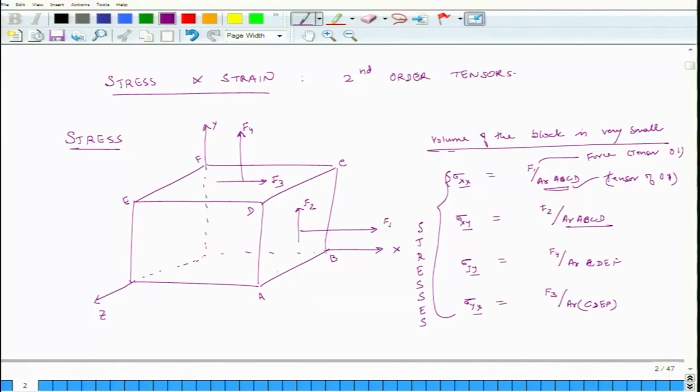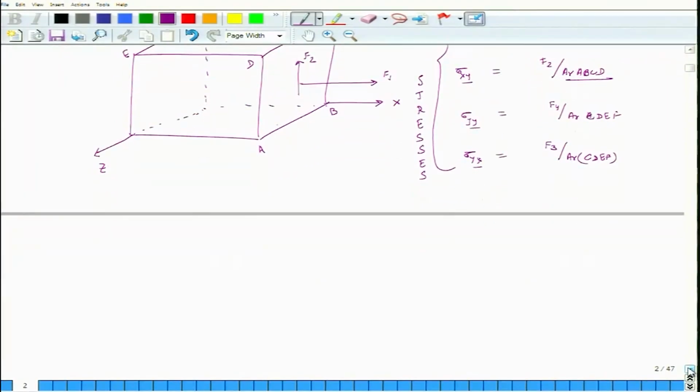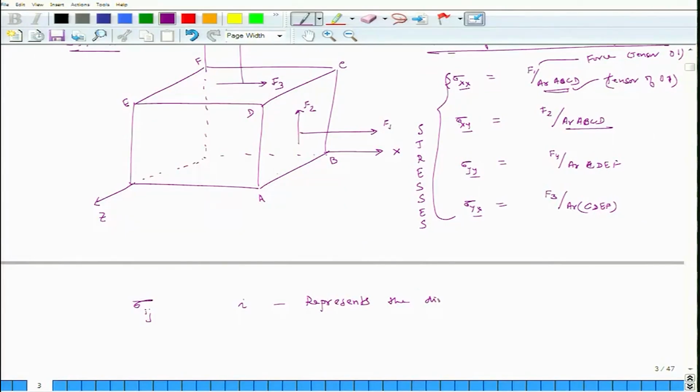We can do the same thing for all 3 directions, and we will have 9 different stresses. So, typically we can generalize that sigma ij is a stress of second order. Actually, I will just invert this so that we are consistent with standard literature terminology. So, this I will call sigma yx and this I will call sigma xy. So, i, the first index in the subscript, represents the direction of the force, and j represents the direction of area.